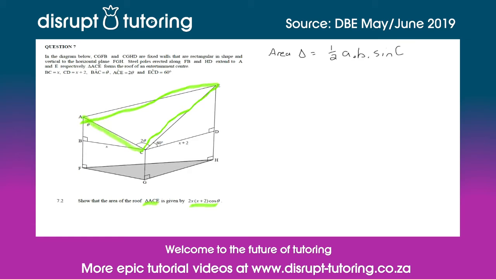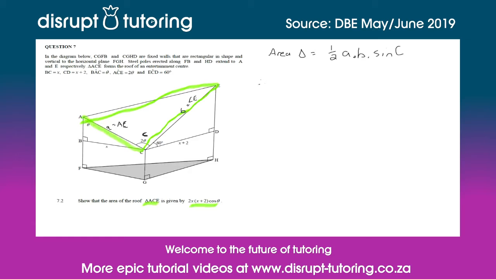So in this case, angle C would be the 2 theta, and then of course A would be over here, and side B would be over here. And it just so happens that these two sides are the sides that we calculated in terms of x and theta in the previous two questions. So that's AC, and then B would obviously equal CE.